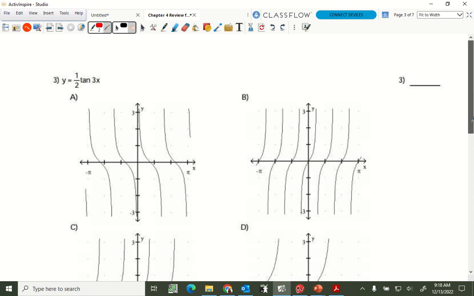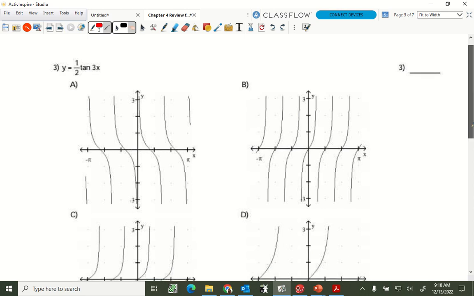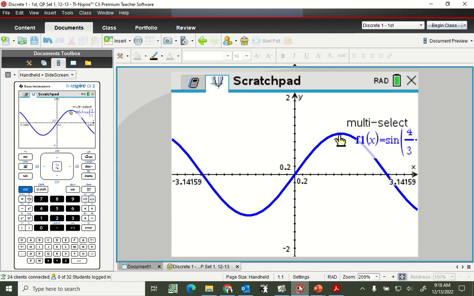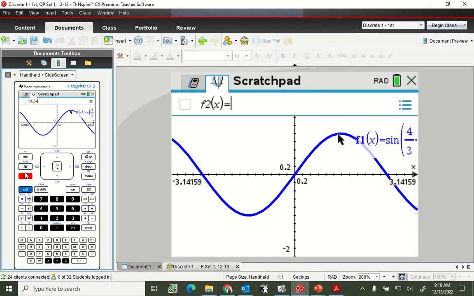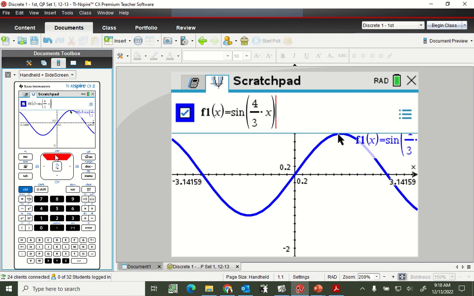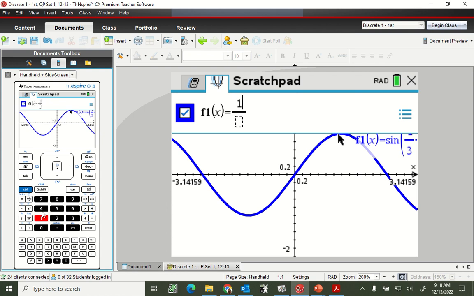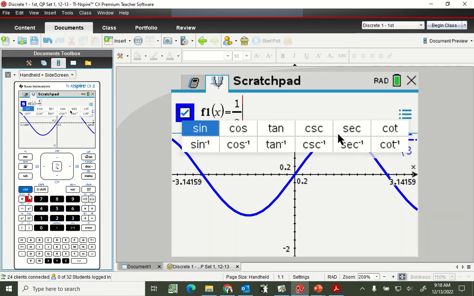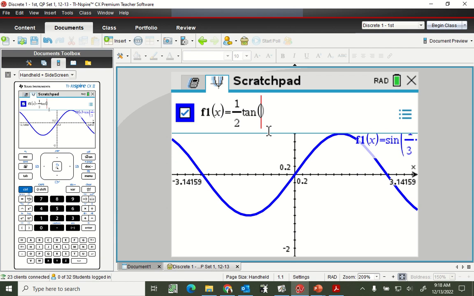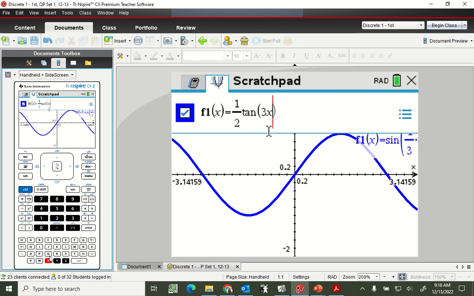Okay, so now we're going to go through and put the same thing in. So 1/2 tan 3x. Hit tab. Go up and change this. 1/2 tan 3x.